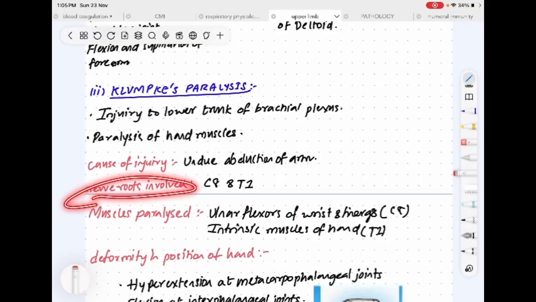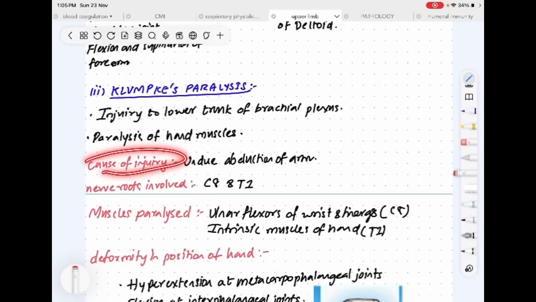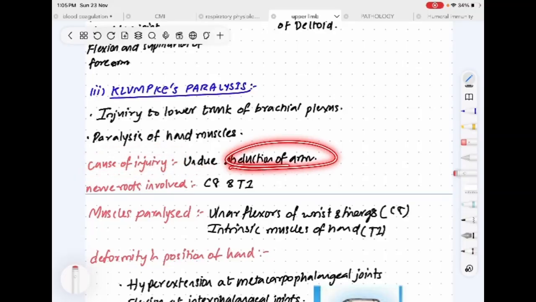Now what are the nerve roots involved? I hope you are clear with the terms abduction, adduction, rotation, medial rotation, lateral rotation. If you are not, please do read general anatomy once again. So the cause of injury is the inappropriate, extreme or undue abduction of the arm. Nerve roots involved are C8 and T1.